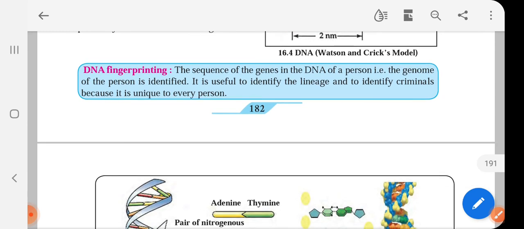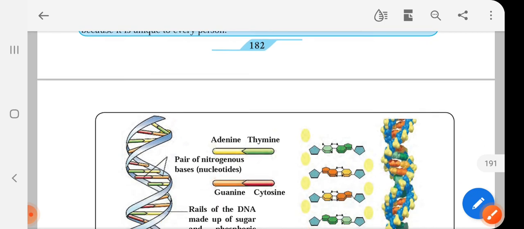And there is a technique called the DNA fingerprinting technique. This technique is used particularly to catch criminals and to decide parentage issues, who is the parent of a particular child. So this is a very important technique because every one of us has different DNA. Just like a fingerprint, DNAs are also different.